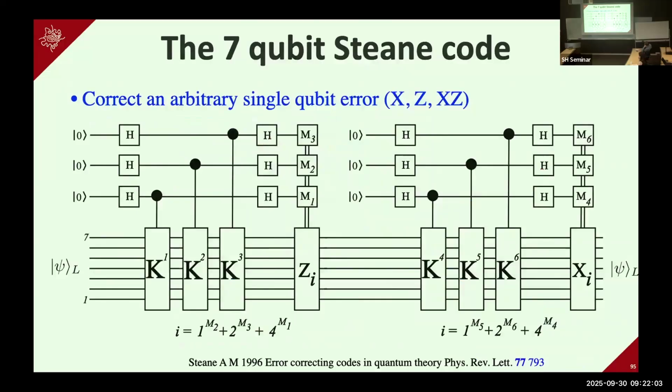And one example, and there's a whole lot out there. If you look at some of the posters, we have posters on LDPC codes, there's surface codes.